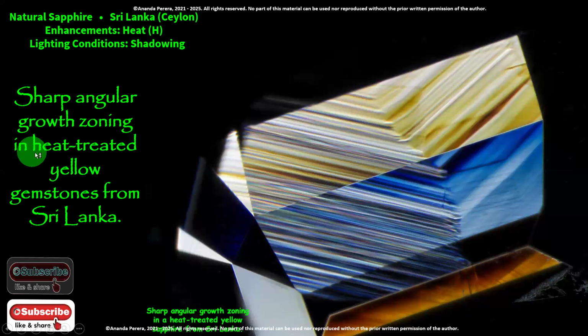Sharp angular growth zoning is in heat-treated yellow gemstones from Sri Lanka. What is the lighting condition here? It is shadowing. Lighting condition is shadowing. Then we can see this kind of inclusion inside. Angular growth zoning. There are zoning in heated sapphire in Sri Lanka.